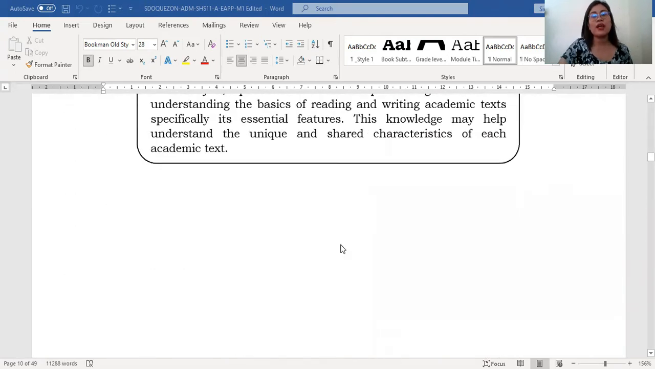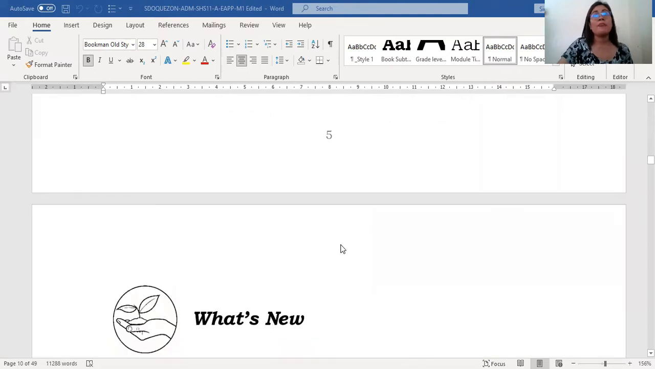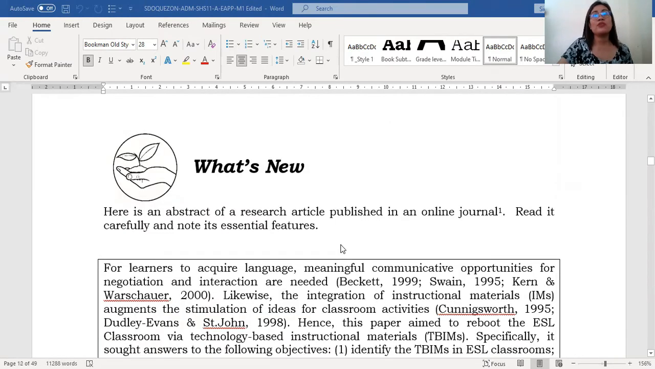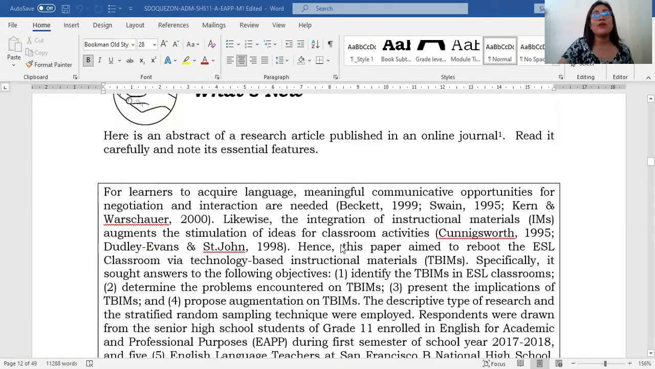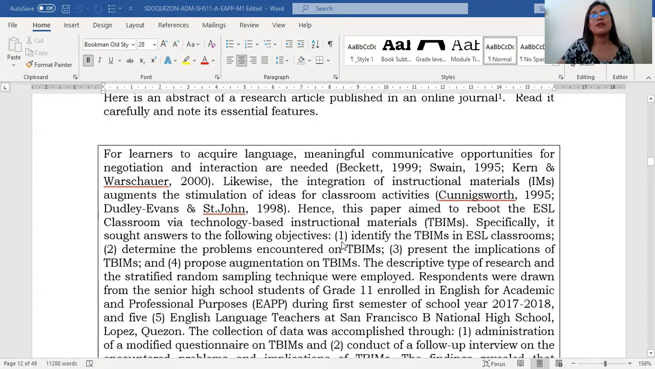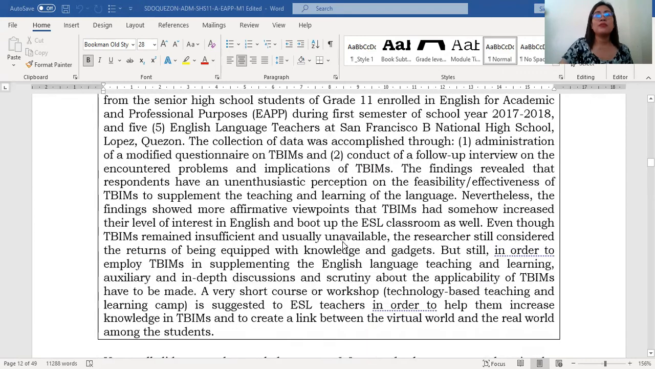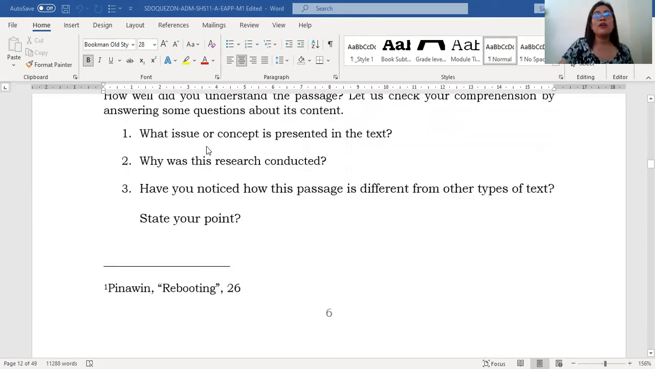Okay, so for What's New, you'll have to read this part of an online journal and take note of the essential features of the said article. Moving on, you will also have to answer the following questions to indicate the different features of the article that you've just read.